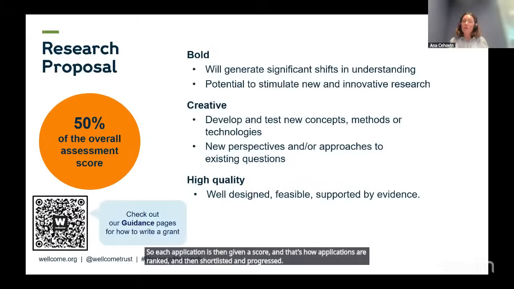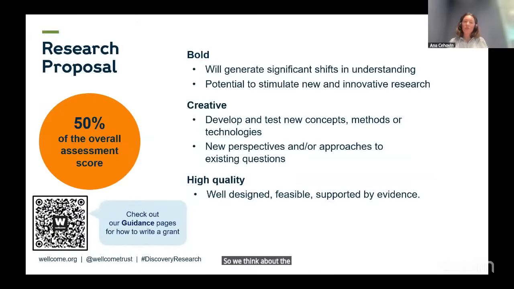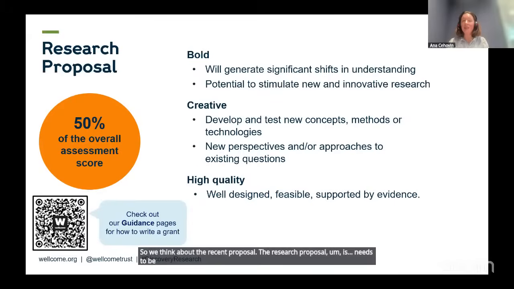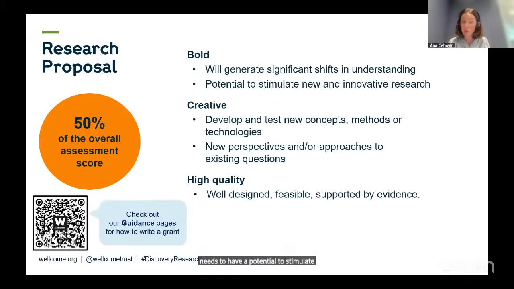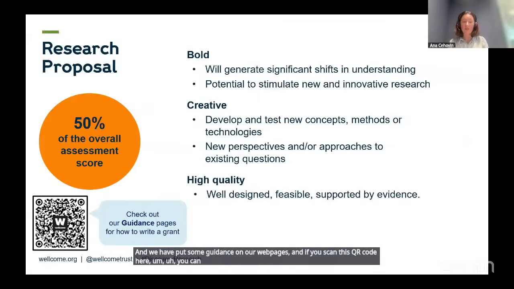So we think about the research proposal. The research proposal needs to be bold. As I said, it needs to generate significant shifts in understanding, have the potential to stimulate new and innovative approaches, and be creative and of high quality. We have put some guidance on our web pages, and if you scan this QR code here, you can find this guidance for how to write a grant.